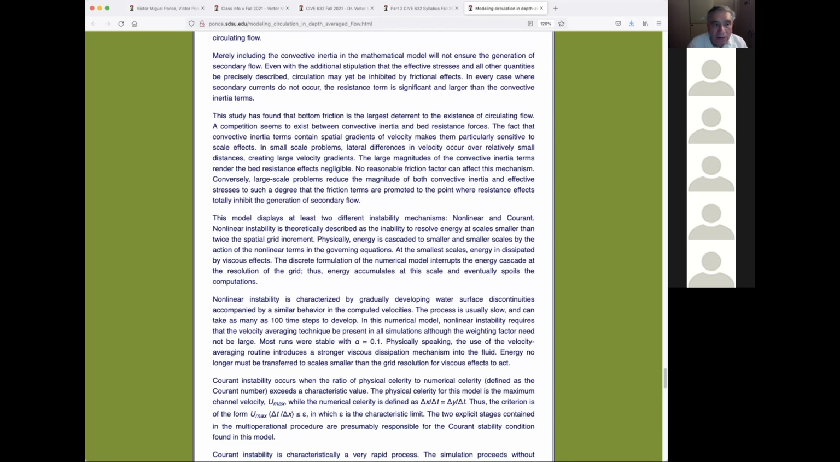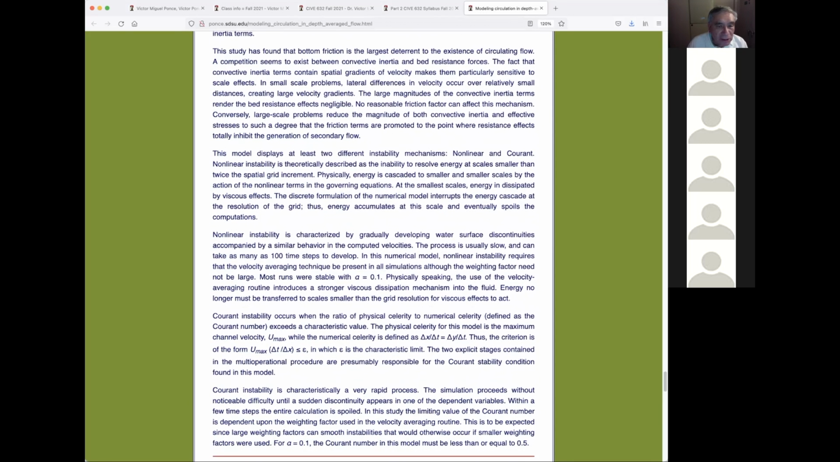What is modeling? Okay, so the model displays at least two instability mechanisms, nonlinear and Courant. The nonlinear instability comes from the fact that the equations are nonlinear, so they're going to generate nonlinear perturbations in there, and if these perturbations are small enough, of the size of the grid, then they'll drop, and eventually die out. Courant instability is more in the construction, the macro construction of the scheme. So the Courant law will say the Courant number has got to be greater than 1, or less than 1, or whatever. In this case, for instance, the Courant number, I believe, has to be less than 0.5.